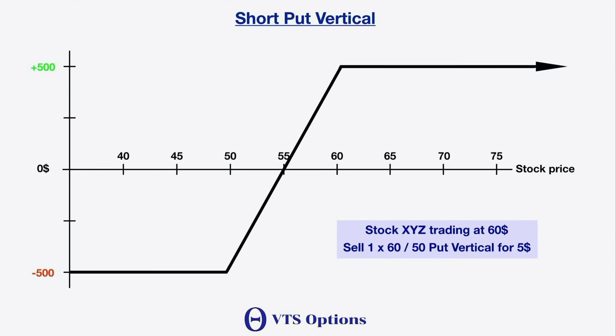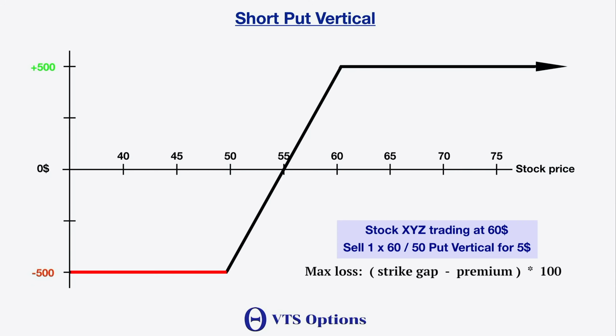So if we take a simple example first, we have stock XYZ currently trading at $60. And in one transaction, we're going to sell a 60-50 put vertical spread for $5. So that's a short $60 put option, and then a long $50 further out of the money put option. And what this does is cap both the maximum gain and the maximum loss.